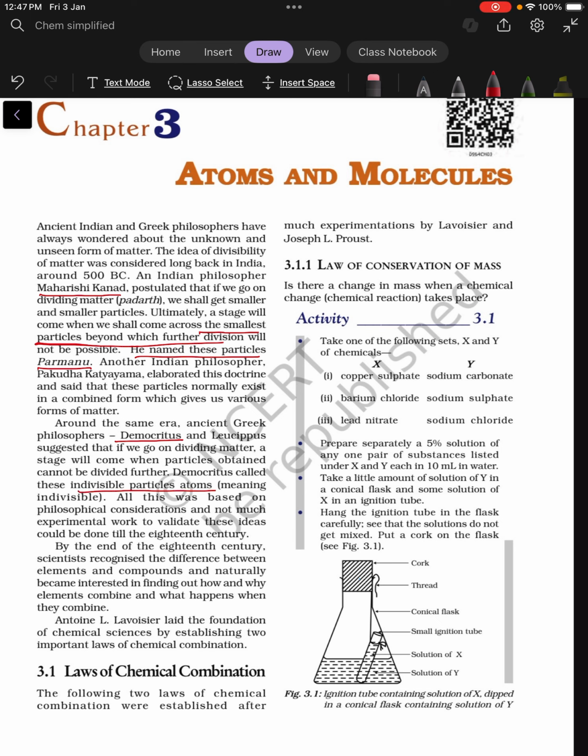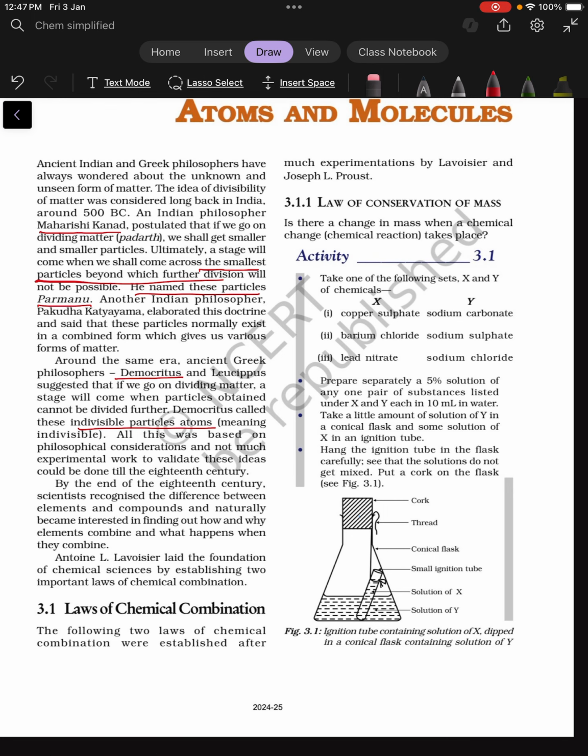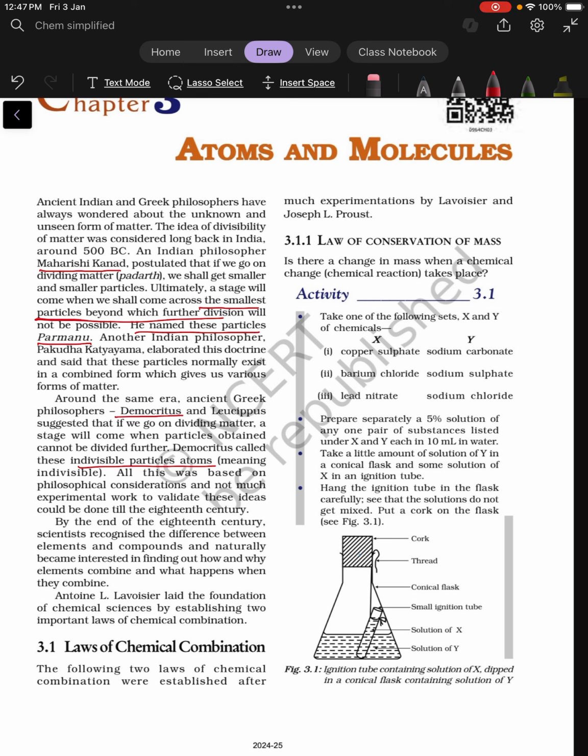Then, different scientists were curious to know how these atoms combine with each other, and laws of chemical combinations were proposed by Lavoisier and Joseph L. Proust. That is, which laws these atoms follow in order to combine with each other.